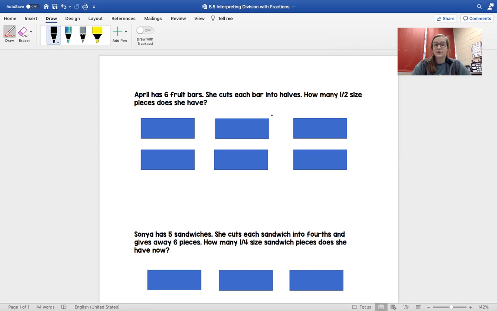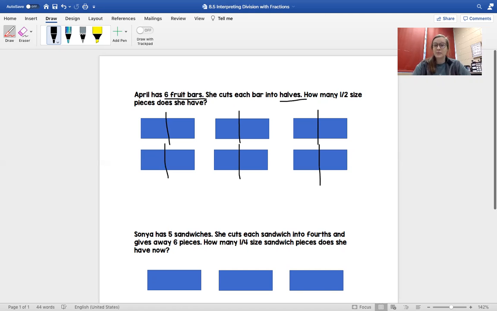April has 6 fruit bars. So I already drew my 6 fruit bars, right? Because we know that she has 6 fruit bars. She cuts each bar into halves. So I'm actually going to go ahead and cut each bar in half. So that means your bar should just have 2 sections, right? You're cutting it in half.